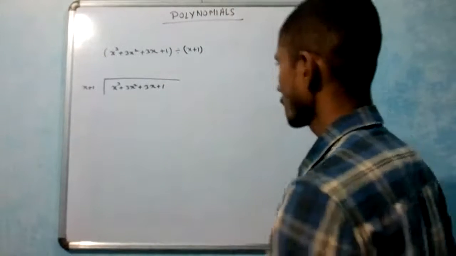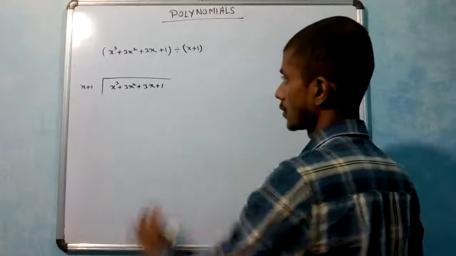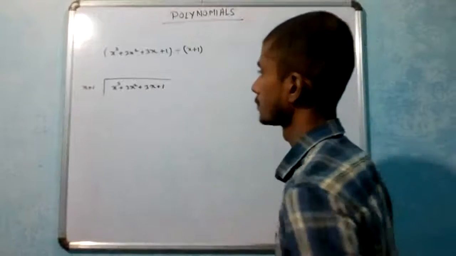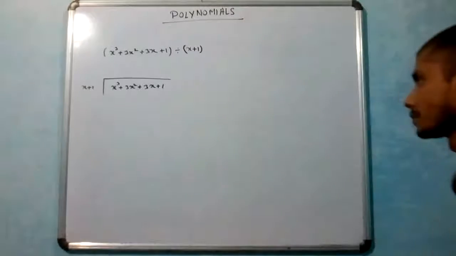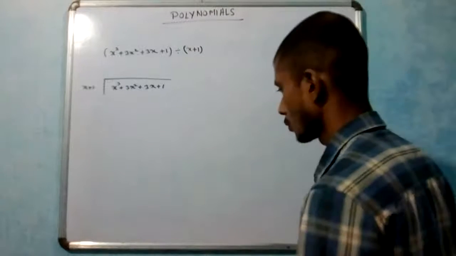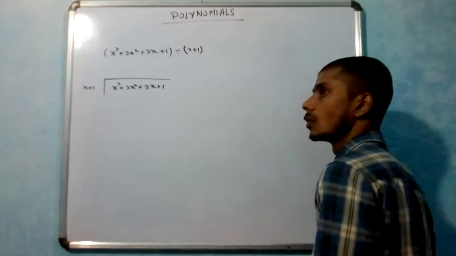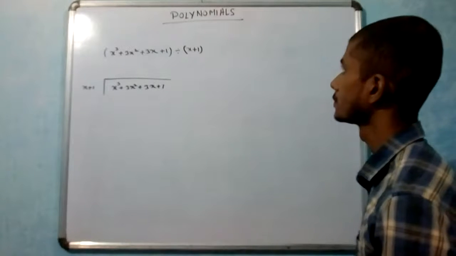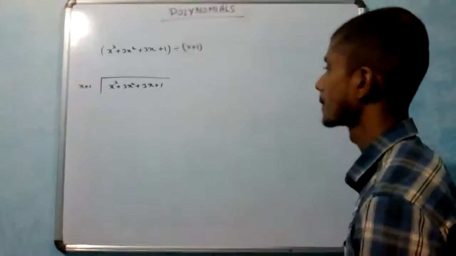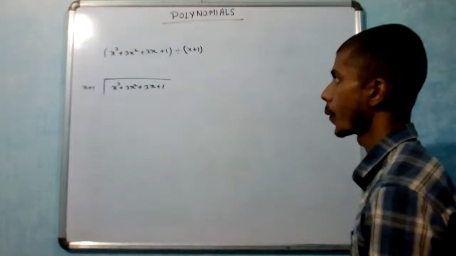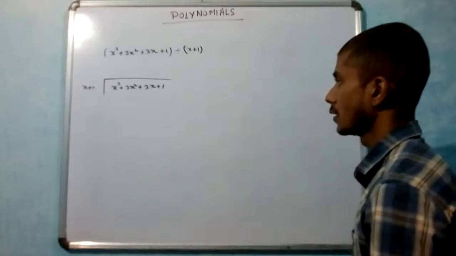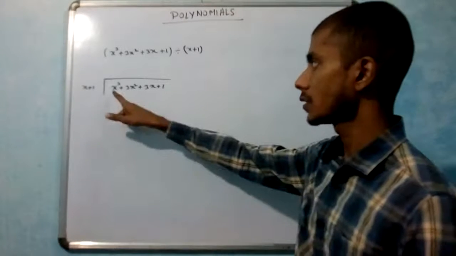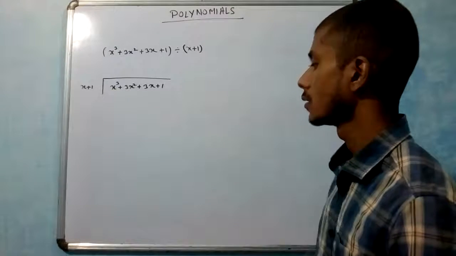Very first step. What is the very first step in this division? No, no, no. Before that also, what is the first step? Very first step. Arrangement. Arrange the variables.